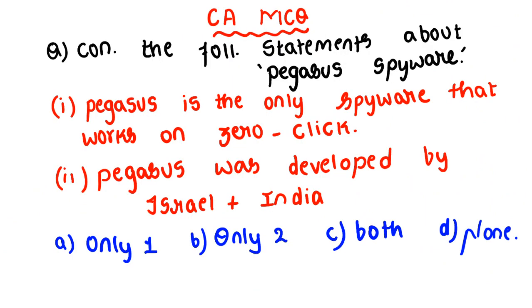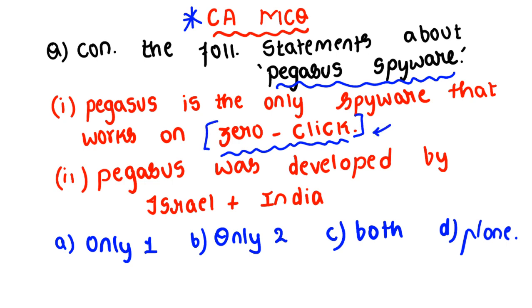Say, today's current affairs MCQ: consider the following statements about Pegasus spyware. You have seen about Pegasus, right? See, Pegasus is the only spyware that works on a zero-click attack, and in tomorrow's article I am going to explain the meaning of zero-click, if you don't know it. Clear? If you know this meaning, you can answer this. Clear? Second statement, Pegasus was developed by Israel and India. Clear? So the options are only one, only two, both and none.